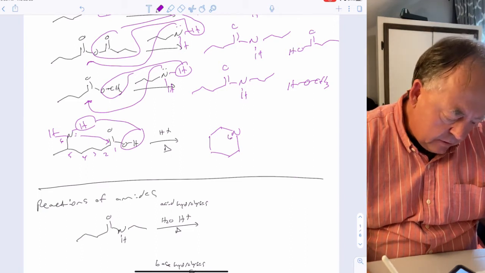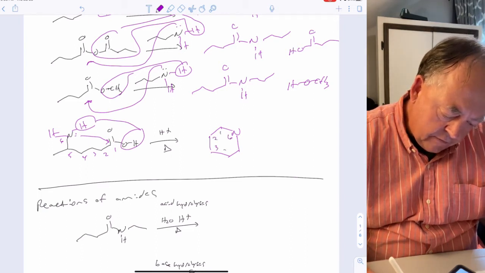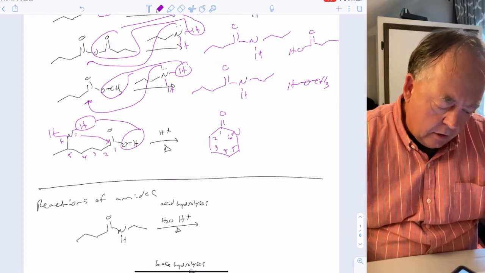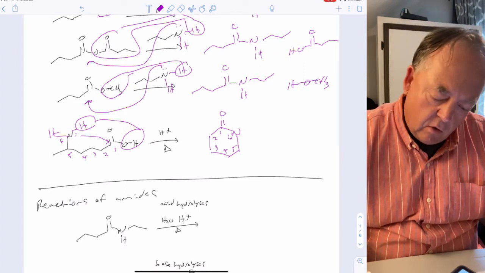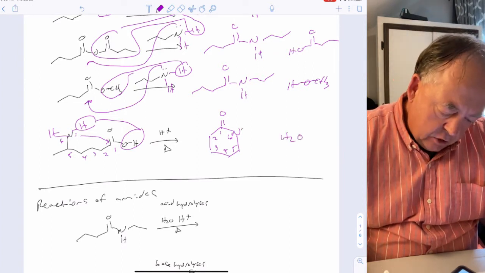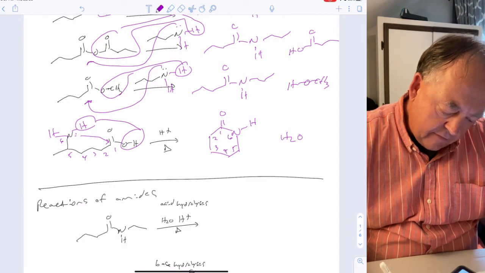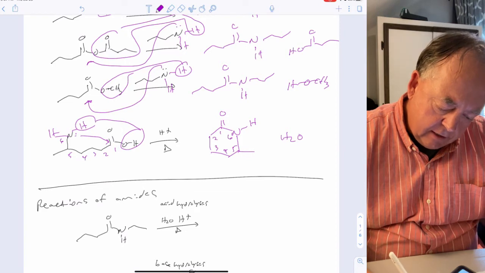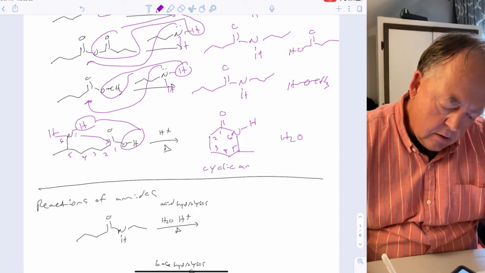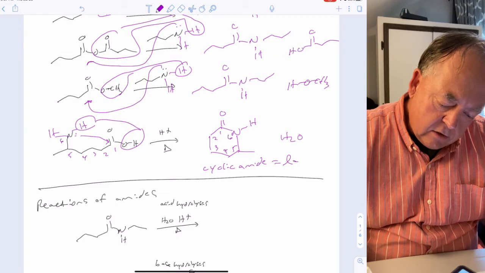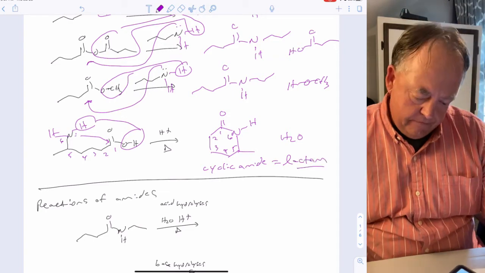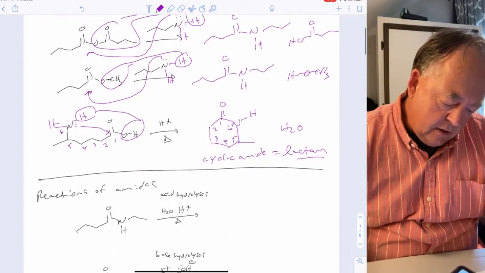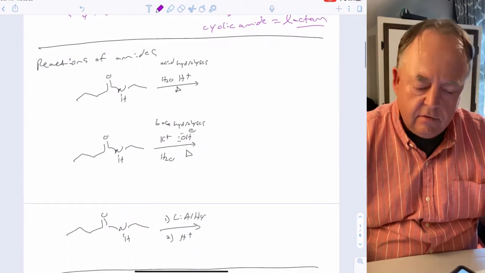We call nitrogen atom number 6. So if we call that 1, 2, 3, 4, and 5, then number 1 is a C double bond O. The OH is gone because it made a molecule of water. Nitrogen still has a hydrogen left on it. Number 5 has a methyl group, and 2, 3, and 4 are just CH2. So you would make that cyclic amide, which, if you remember, is called a lactam.